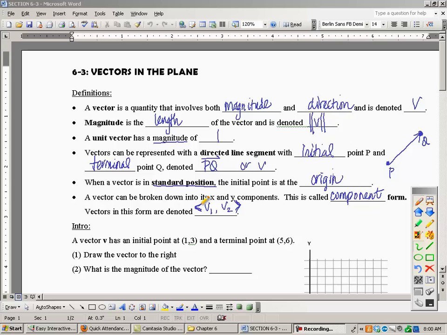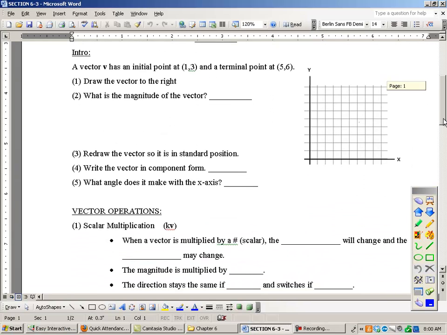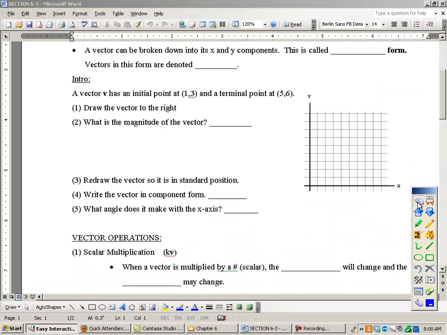So this is the basic information, and what we're going to show you in this intro is how a vector works, how we find magnitude, and how we do all of the stuff that we've talked about so far. A vector V has an initial point at 1, 3, and a terminal point at 5, 6. So that's here, and we draw a vector pointing towards the terminal side.